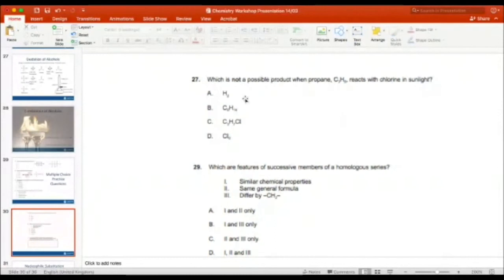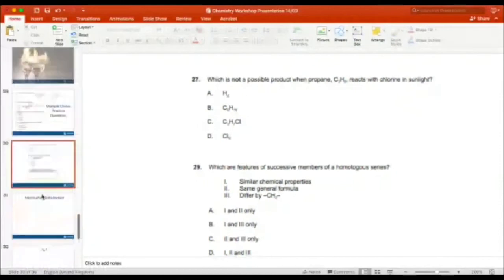The answer was A. You never ever make hydrogen when you react propane with chlorine. Because B you get when you get 2 of these propane molecules combining as free radicals. C you get when the propane combines with the chlorine, and chlorine is just sometimes unreacted. So hydrogen is the only one you'll never produce. All good? Any questions? Okay. Oh, fantastic. Glad you got it.